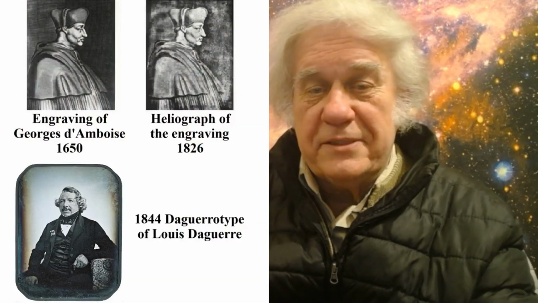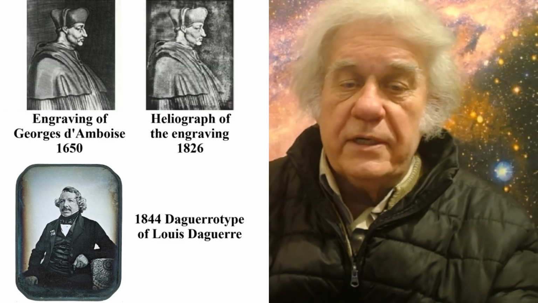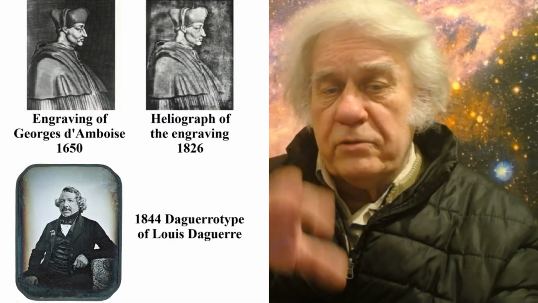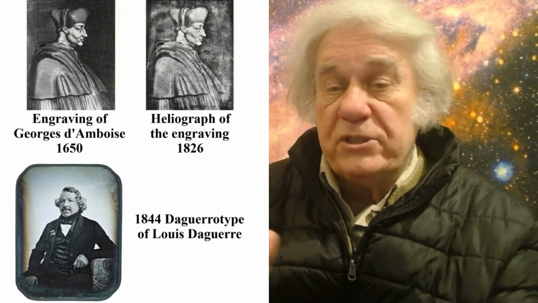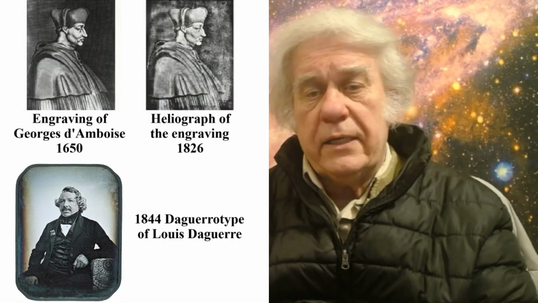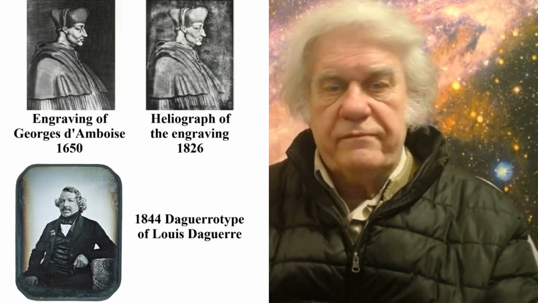It turns out that by the time we get to the 19th century, early 19th century, we discover photography. And that screwed everybody up because you get this case here, the heliograph of Georges Dumbois, and they took an engraving and they made a picture of that with some resist in the background, and they were able to make an imprint, a copy of that picture.